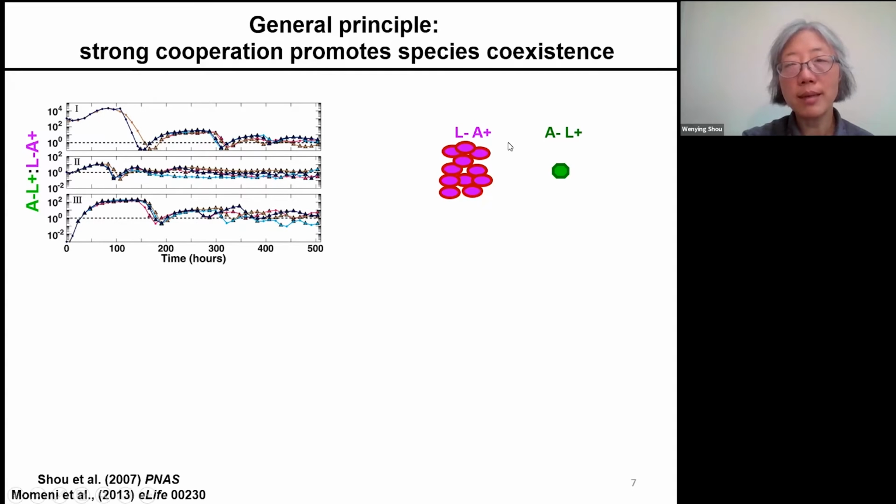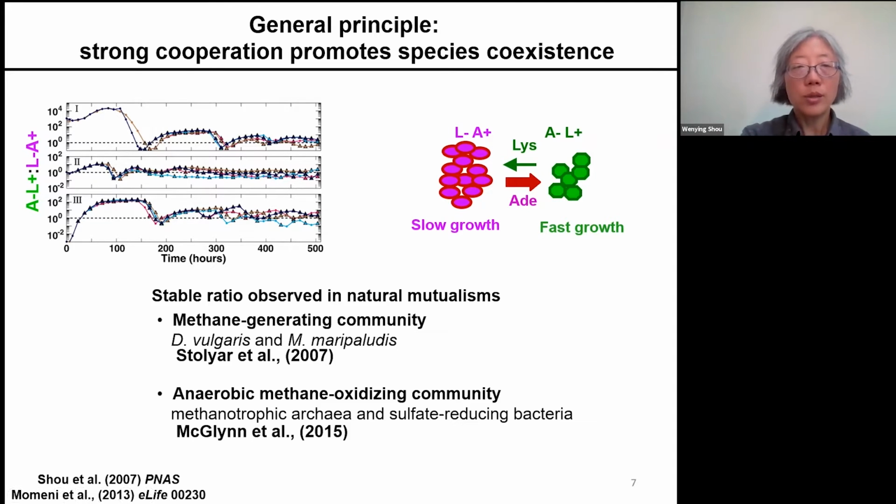And this actually makes intuitive sense. Suppose the green population is much fewer than the red population. So what happens is that there'll be a lot of red benefits, but very little green benefit. And these cells have to compete for very little benefit, and this rare population will have a lot of benefits. So as a result, the minor population will grow faster than the abundant population, and the ratio would be reset back to the steady state value. So stable ratio has also been observed in natural mutualisms, for example, in methane generating community and in anaerobic methane oxidizing community.